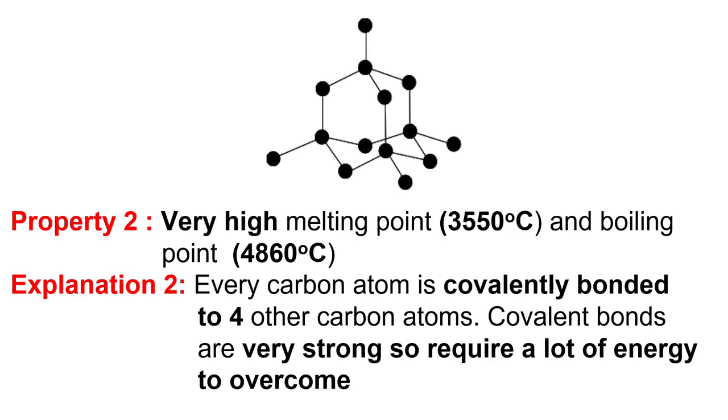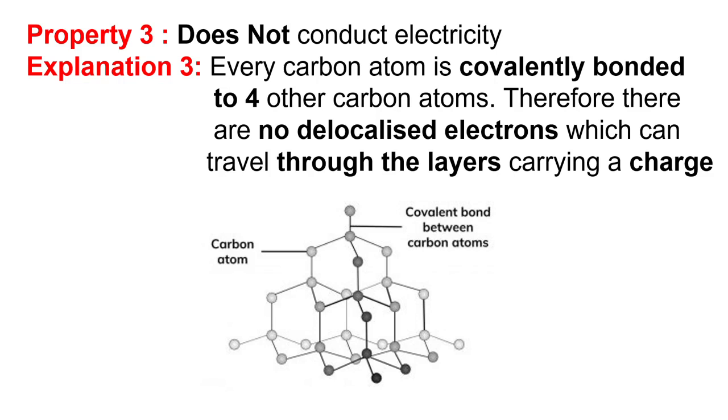Again, it's the same answer. Every carbon atom is covalently bonded, and these require a lot of energy to overcome. And then property 3, it does not conduct electricity. Carbon has 4 electrons in its outer shell. Every carbon atom is covalently bonded to 4 others, so therefore there are no delocalized electrons which can travel through the layers carrying a charge.